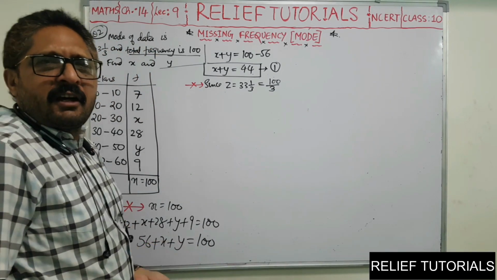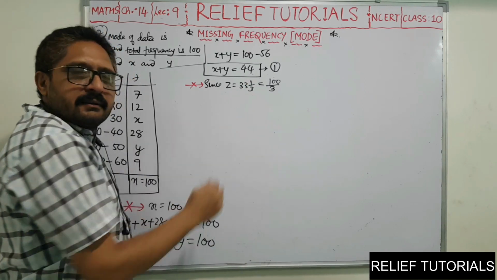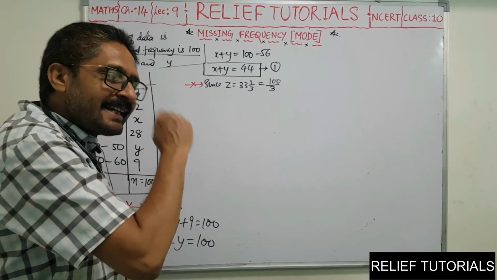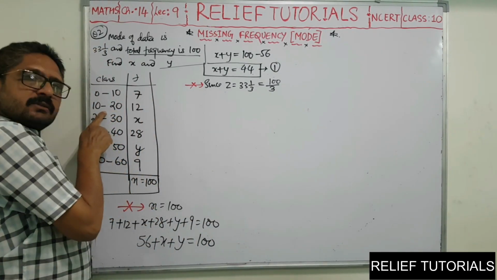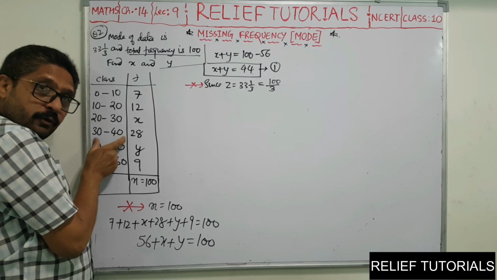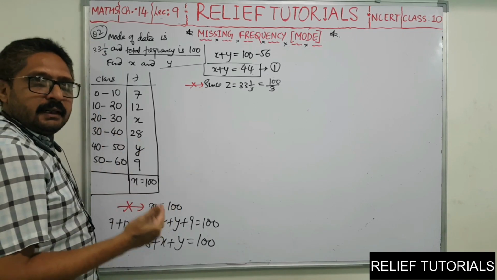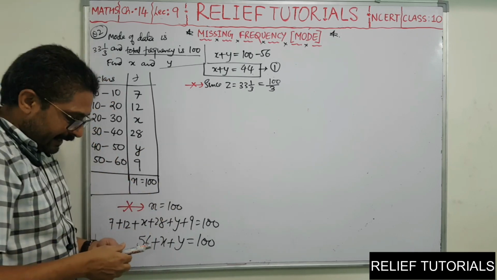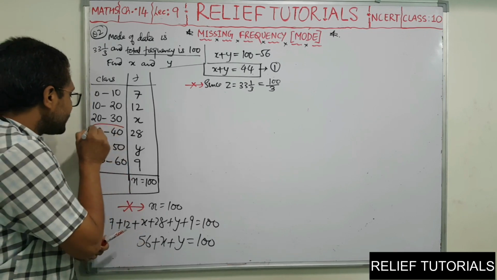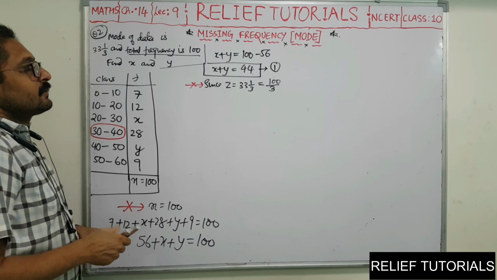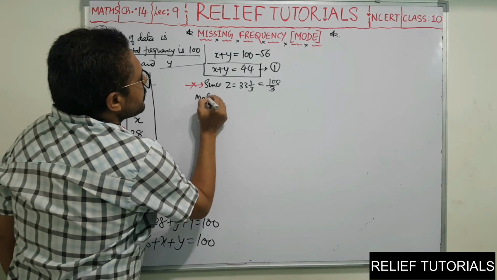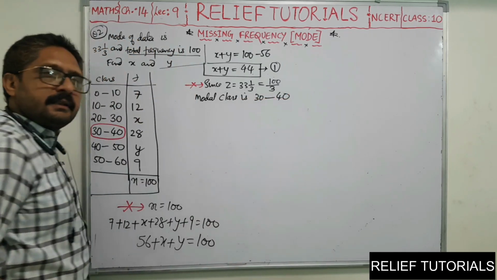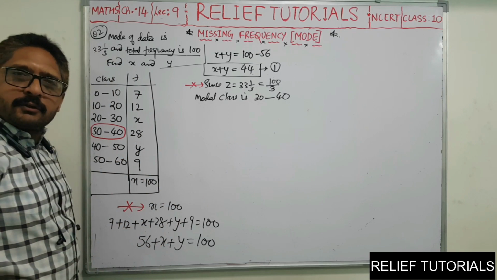Now we have the mode, so naturally we will have the modal class. 33 1/3 means 33.33, a little more than 33. So that lies in which class? In this class? No. In this class? No. Here? No. So here, in 30 to 40? Yes. 33 1/3, a little bit more than 33. So that lies in this class, 30 to 40. That is our modal class. Now we have the mode, we use the formula to find the mode.